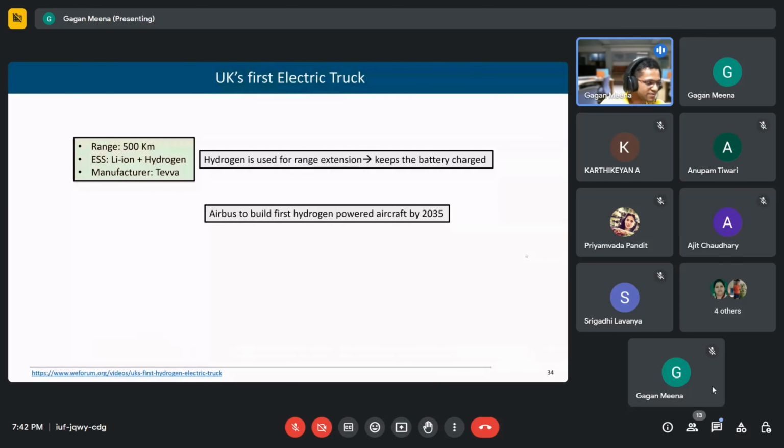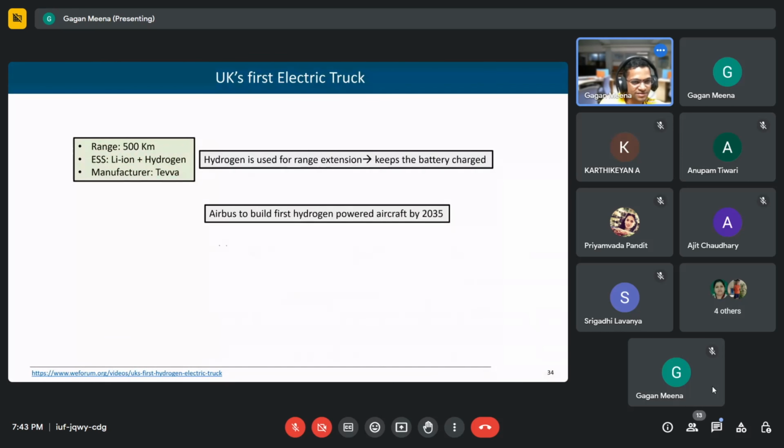So yeah, I was talking about this. So this is an electric truck. Even a hydrogen-based car is also available now. The UK has manufactured this truck. Even I think one hydrogen-based train has also been started somewhere, in Germany. This truck has a range of 500 kilometers, and it's using lithium-ion and hydrogen. Hydrogen is being used for range extension, so it will keep the battery charged.